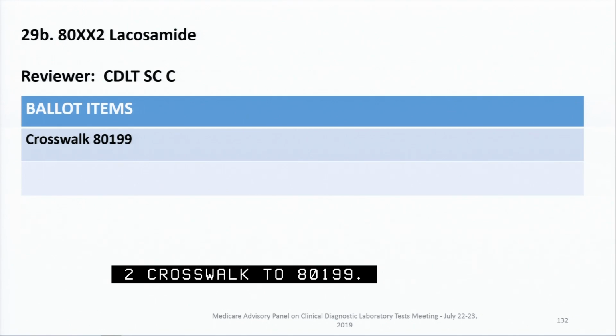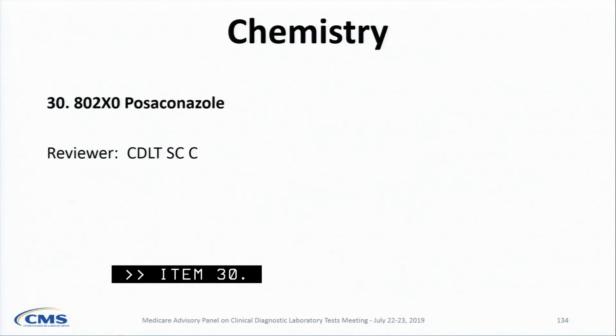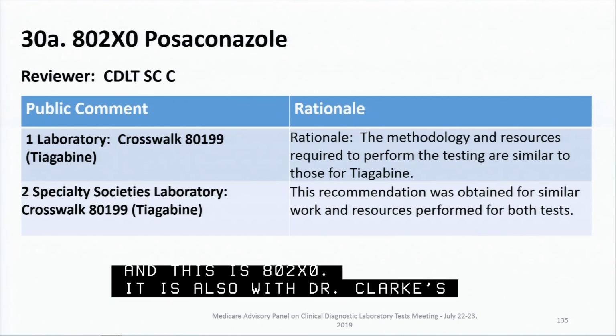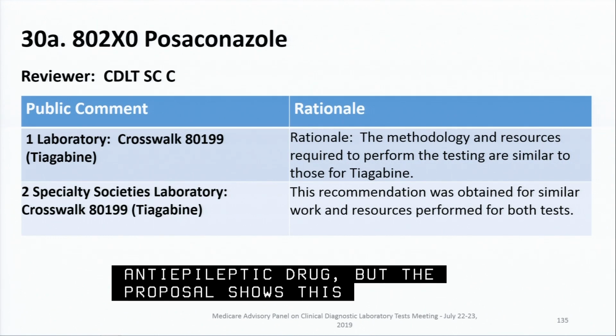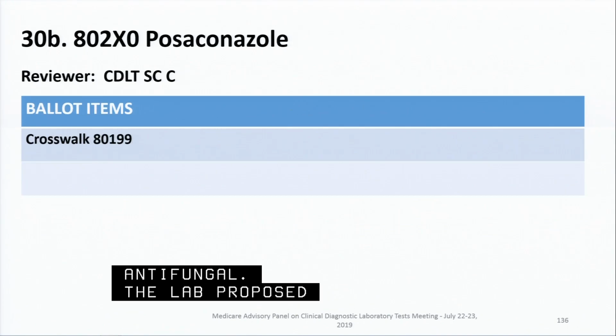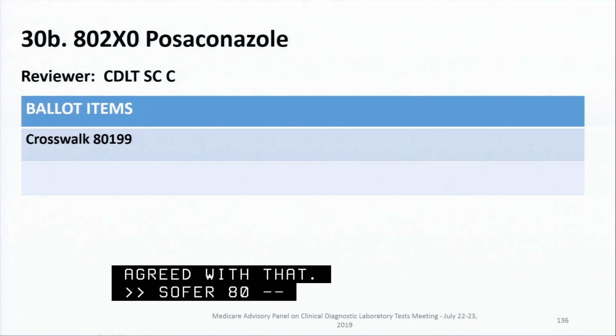Okay. All right, item 30, and this is 802X0, and this is for, I think it's pronounced posaconazole, and it's also with Dr. Clark's Subcommittee C. Yeah, this is not an anti-epileptic drug, but the proposer chose this crosswalk, and we agreed with it again. It's similar technology, and so posaconazole is an antifungal, and the lab proposed 80199, and we agreed with that proposed crosswalk. So for 802XO posaconazole, your ballot item is 80199 in gap fill.